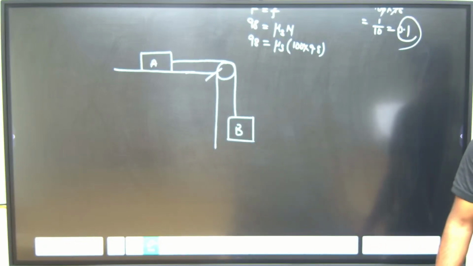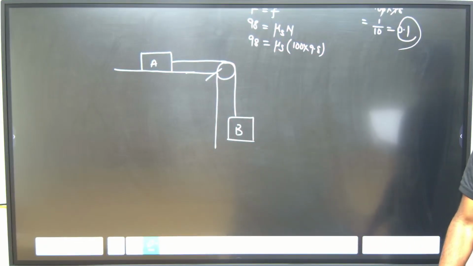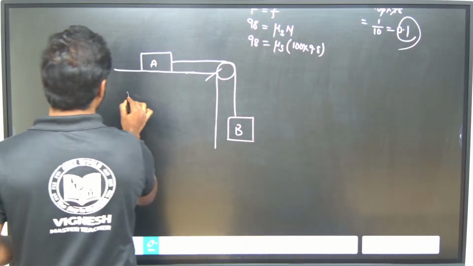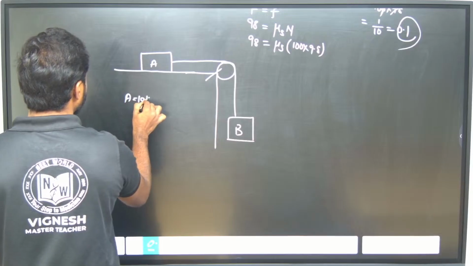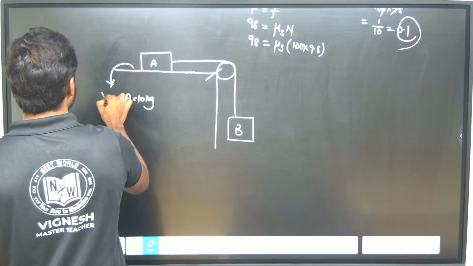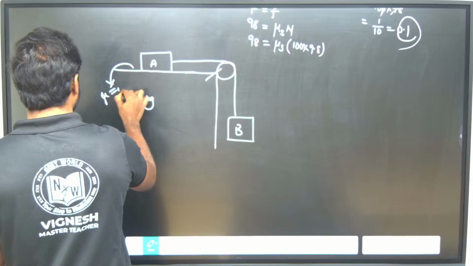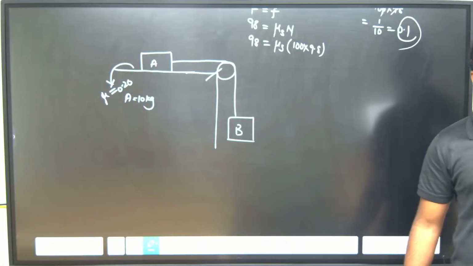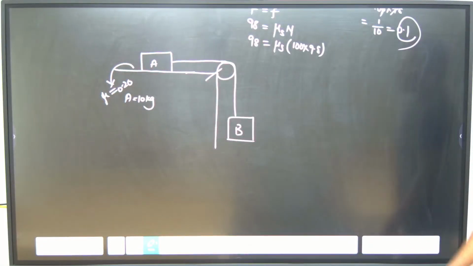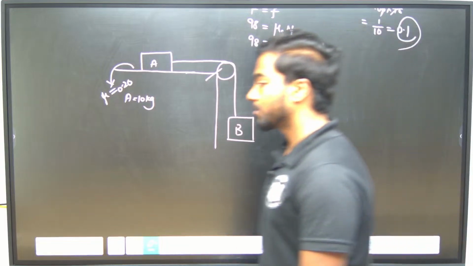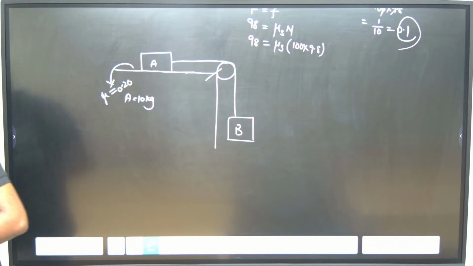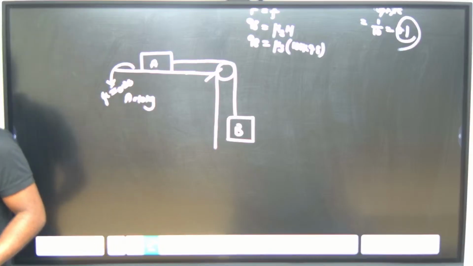The mass of A is 10 kg, and here the coefficient of friction is 0.20. The minimum mass of B to start motion will be, I need to find what is the mass of B, this is the question, the minimum mass of B. So can I give the answer for this question now?